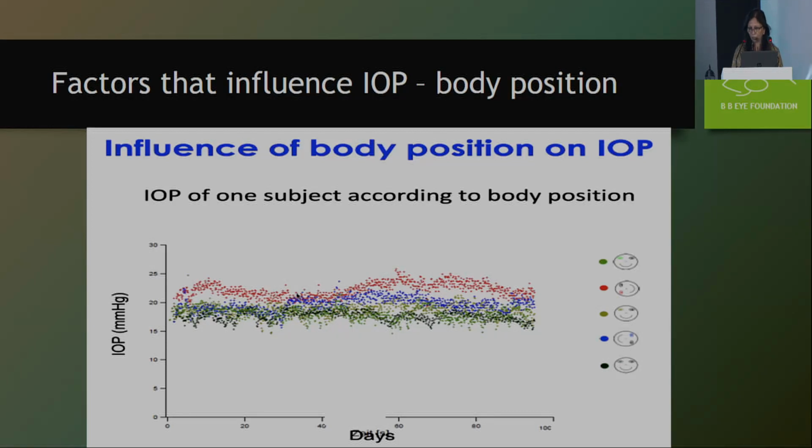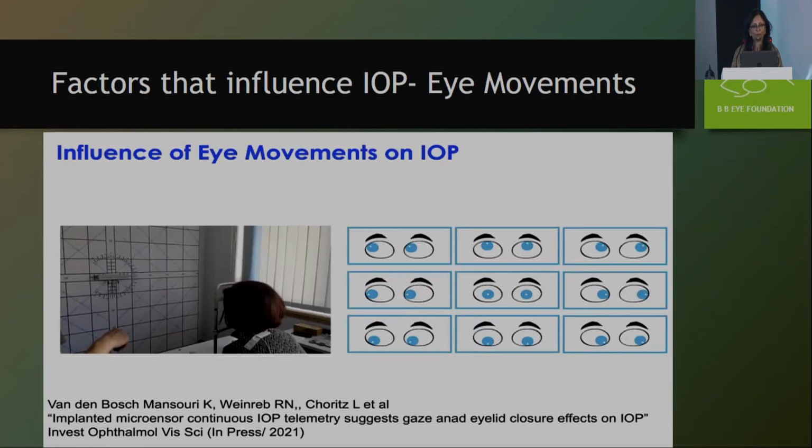If you just look at these symbols on the right, they show the positions, and according to that color is the scatter graph, which very clearly reveals to us how the position of the body changes the intraocular pressure. Next come factors that influence intraocular pressure: the eye movements.